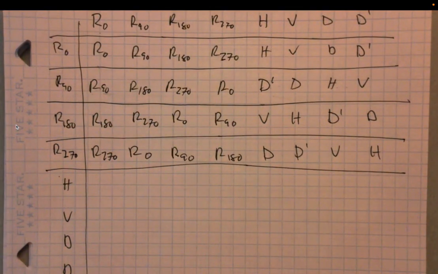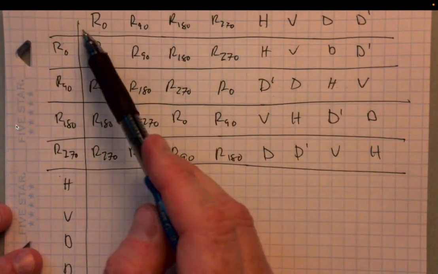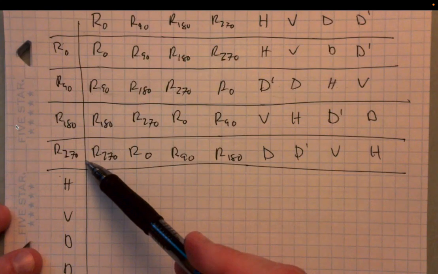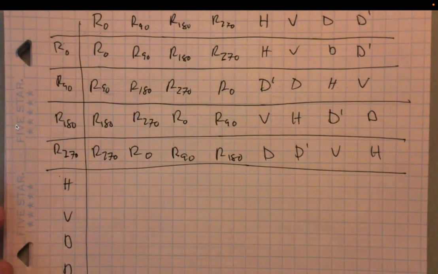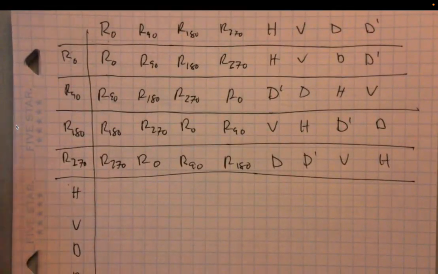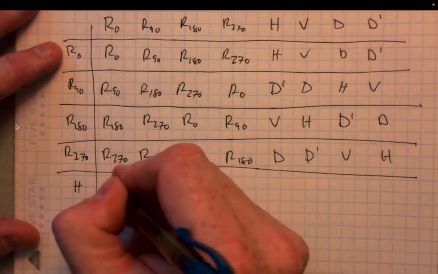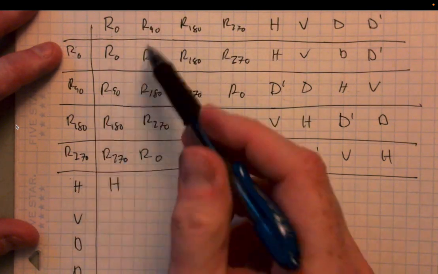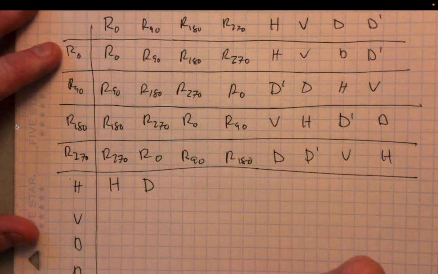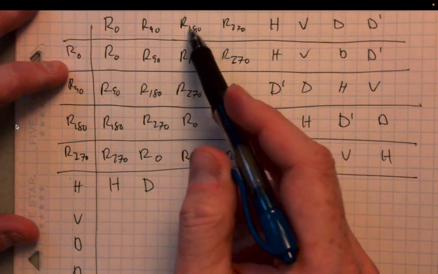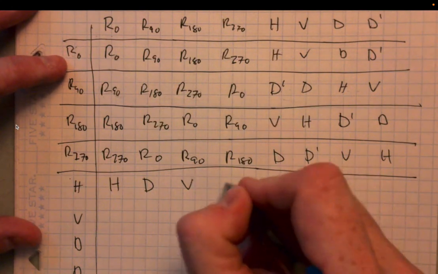Okay, so that's the upper half, right? So far we've been just composing all of the motions with just the rotations. Now what happens when we start to compose them with the flips? Okay, what happens there? Right, so we've got an H composed of an R0, and that's going to give you an H. An H composed of an R90 is going to give you a D. So that's a main diagonal flip. A 180 followed by an H is a V, vertical flip, and then you've got the D prime here.